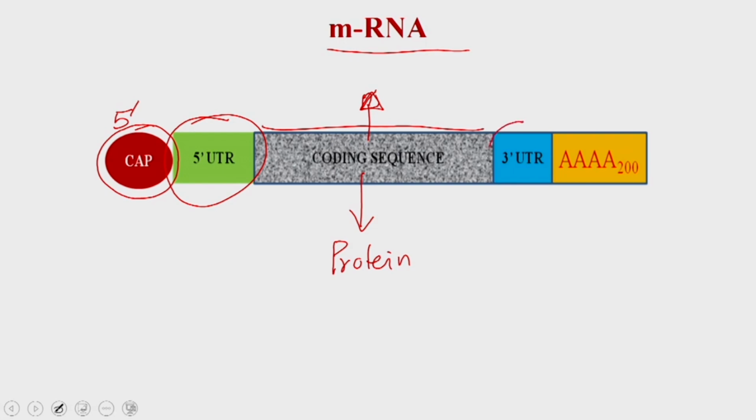Subsequent to that, you have the 3 prime UTR, which also has specific functions in the translation process, and after this you have a poly A tail. This poly A tail is a series of A's present on the 3 prime end, and the number could be 200, it could be 400, could be any number. The length of the poly A tail decides the age of this particular messenger RNA in the cell.